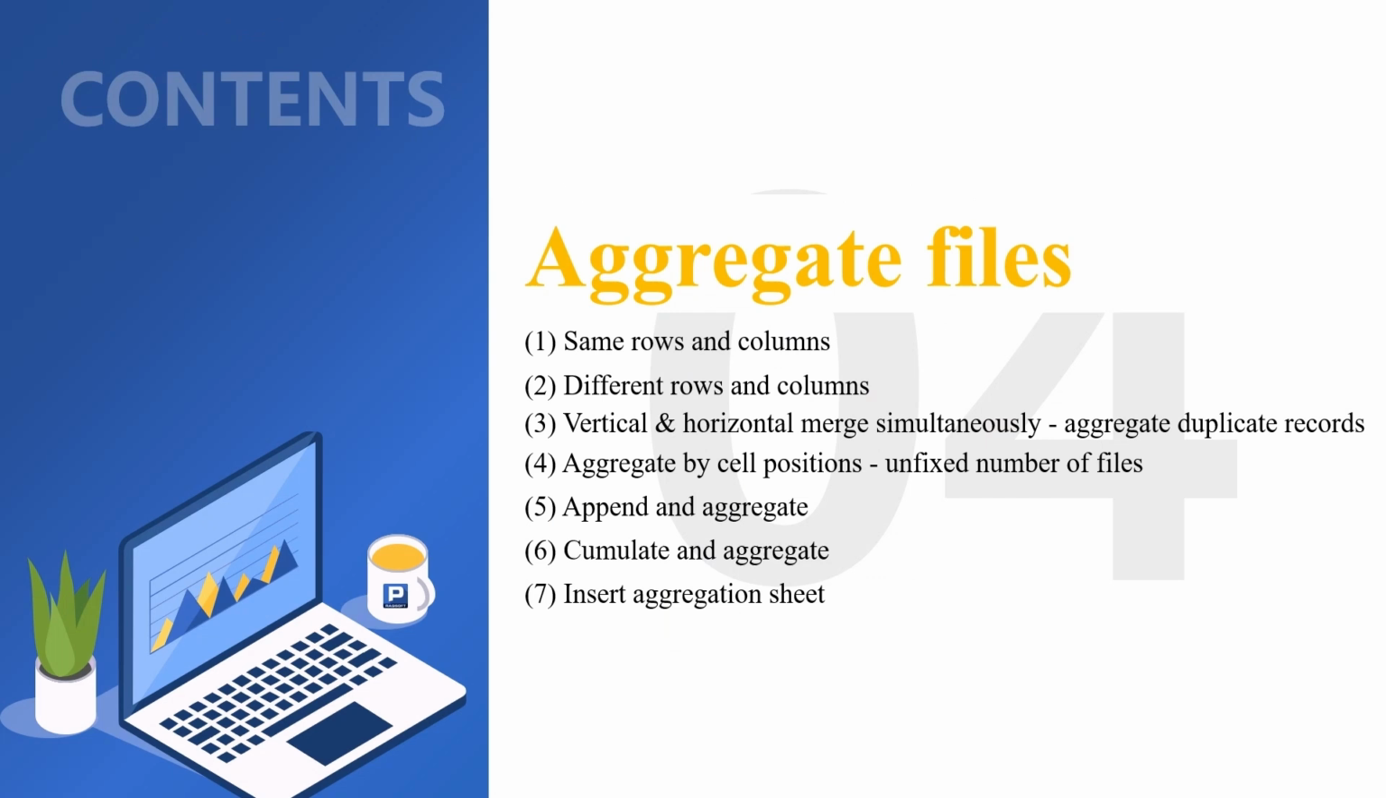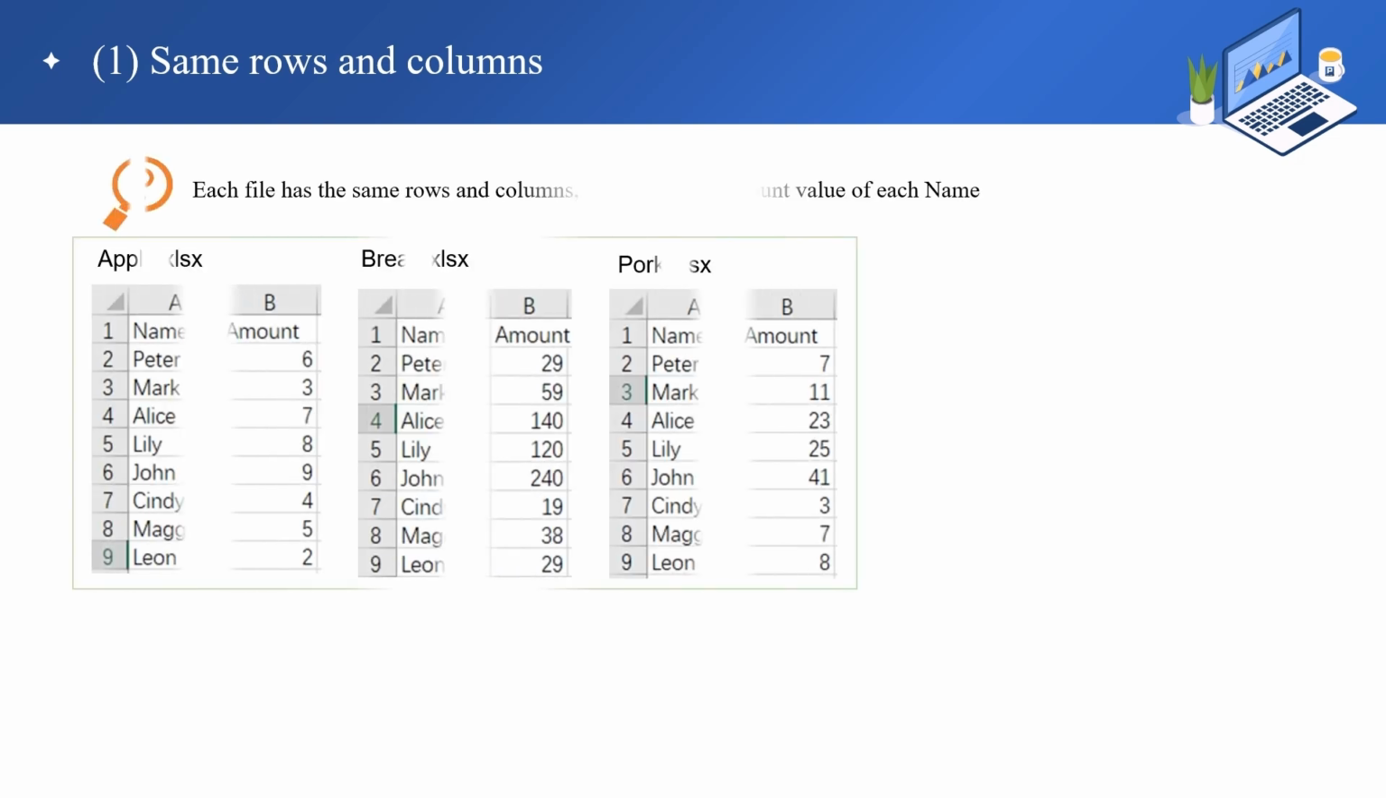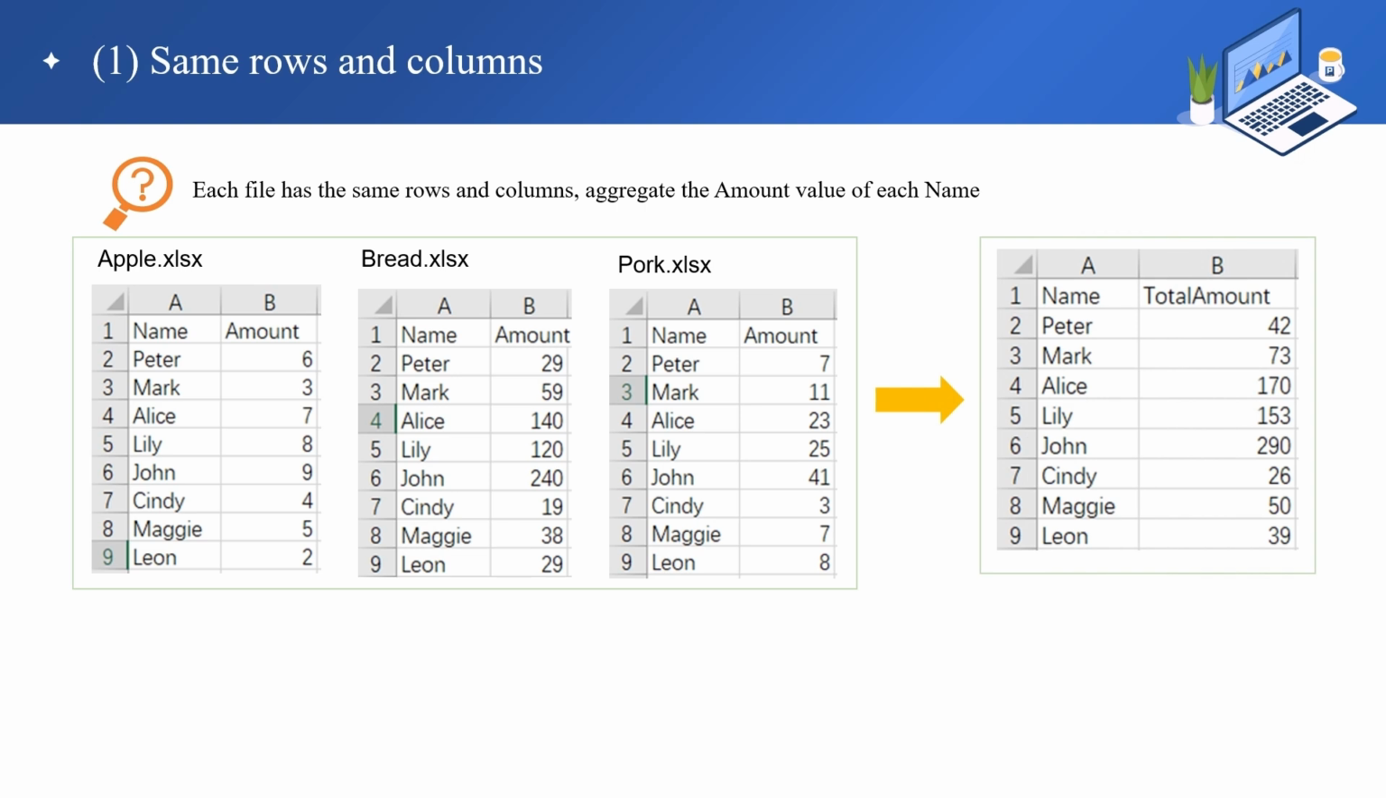Aggregate files. It is also a common requirement to aggregate data while merging multiple Excel files, such as monthly or annual aggregation. This section will focus on the aggregation of files. 1. Same rows and columns. As shown in the figure, each file has the same column names and amount, and the values in the name column are in the exact same order. Now, it is required to aggregate the values of the amount column to form a total amount column and save it in a new file.